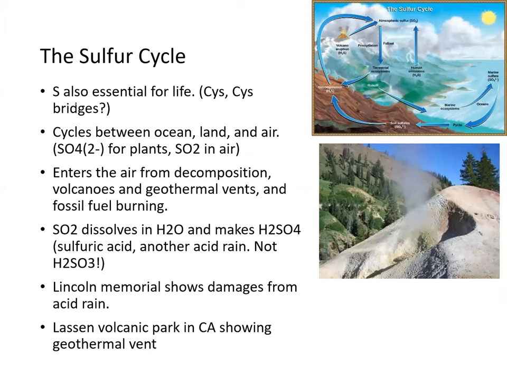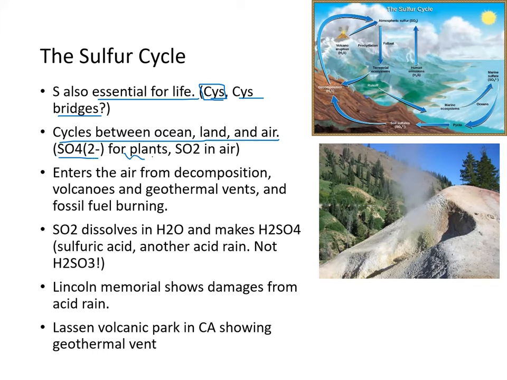What about sulfur? Sulfur is also essential for life. Cysteine has sulfur in it. Cys bridges. What are cys bridges? Those are two cysteines covalently bonded, and they stabilize proteins. And this also cycles between ocean, land, and air.